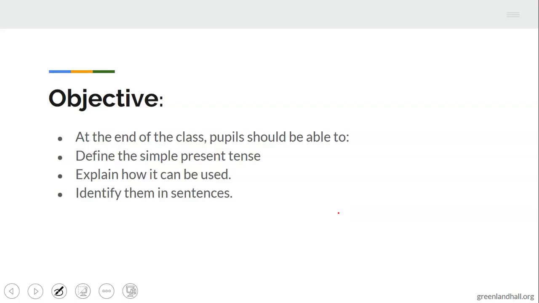So I want you to settle down this morning, get all the information and materials you want for this class, and keep calm as you're about to learn something very interesting. At the end of this class, you should be able to define the simple present tense, explain how it can be used, and identify them in sentences. So please settle down and let's go.